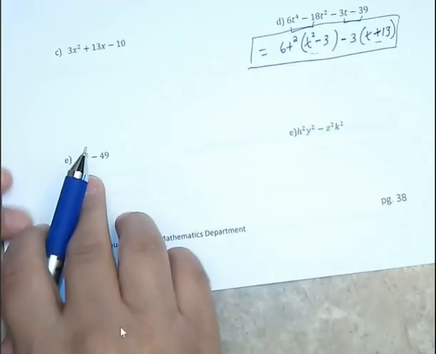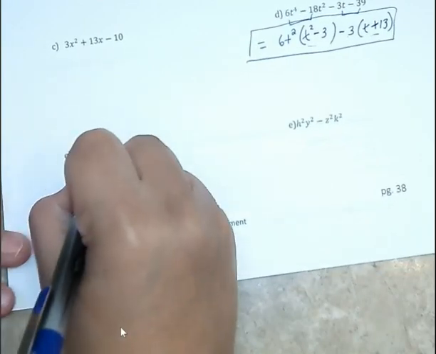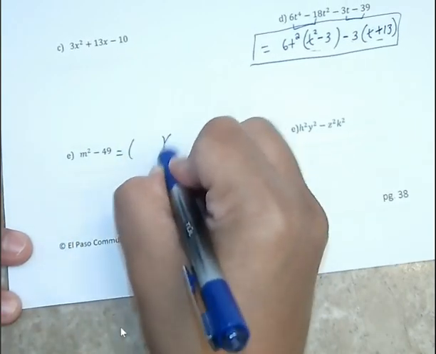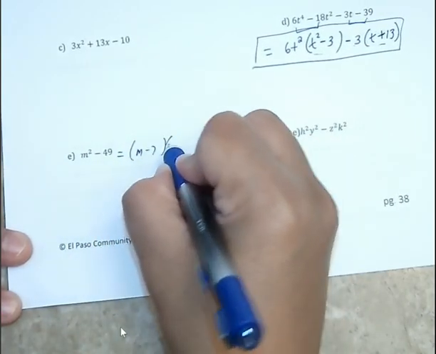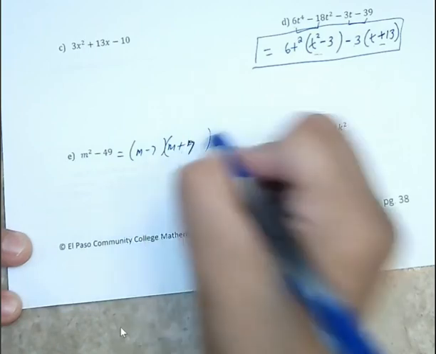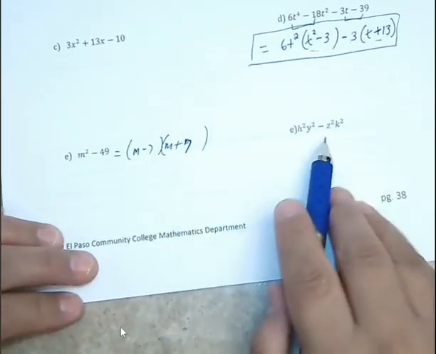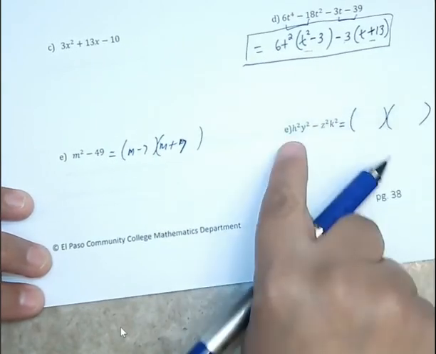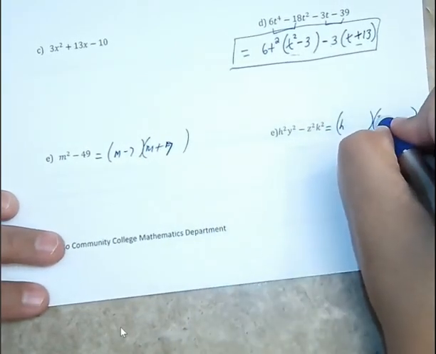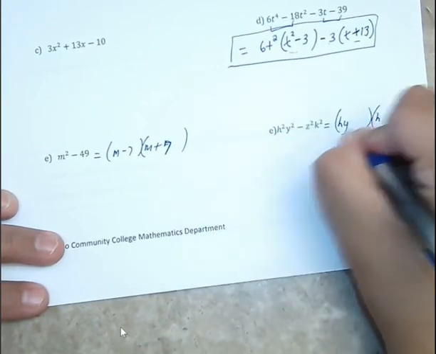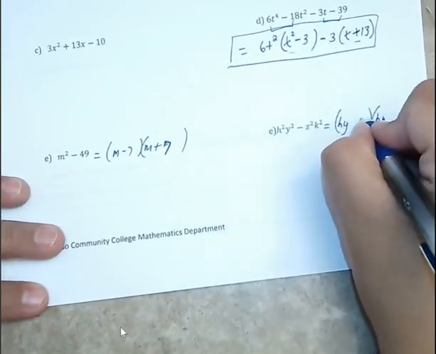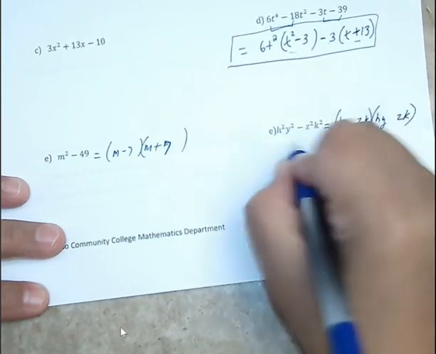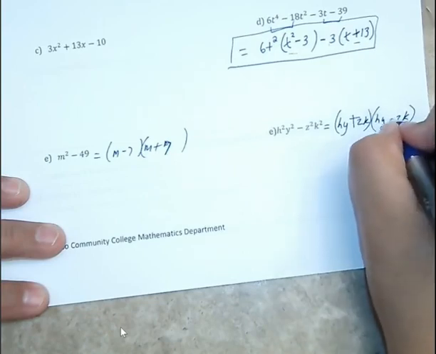Okay, here we have 2 terms. So 49 is a perfect square, 7 times 7. So we can write this as n minus 7 and n plus 7. And these are also perfect squares. So to get an h squared, that would be h times h. A y squared would be y times y. A z squared would be z times z. And k times k. One is going to be positive and one's going to be negative.